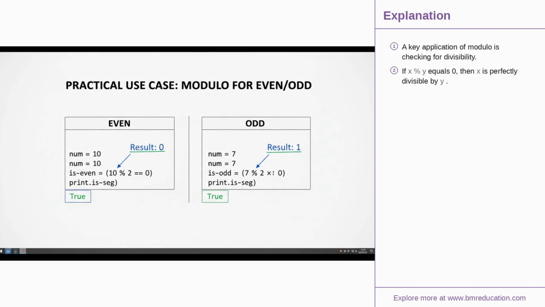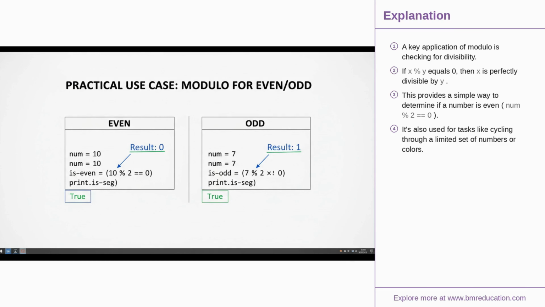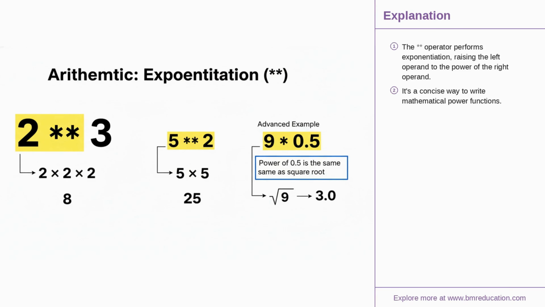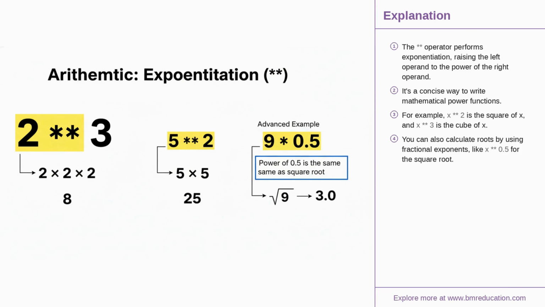The modulus operator might seem abstract, but it's a programmer's secret weapon. Its most common use is checking for divisibility. If a number modulo another number is 0, it means it's perfectly divisible. This is how we can easily check if a number is even or odd, by checking if it's divisible by 2. Our final arithmetic operator is exponentiation, which raises a number to a power.